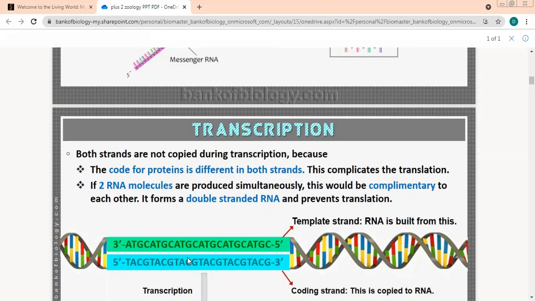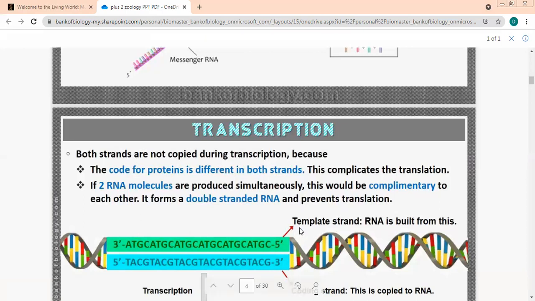Second, if you see, this was the template strand, this is the sequence of bases in the template strand. RNA is built from this. From the template strand, what is built is RNA. Is it okay? And the coding strand will be copied to RNA, that I'll explain to you later. Just understand that RNA is built from only this.